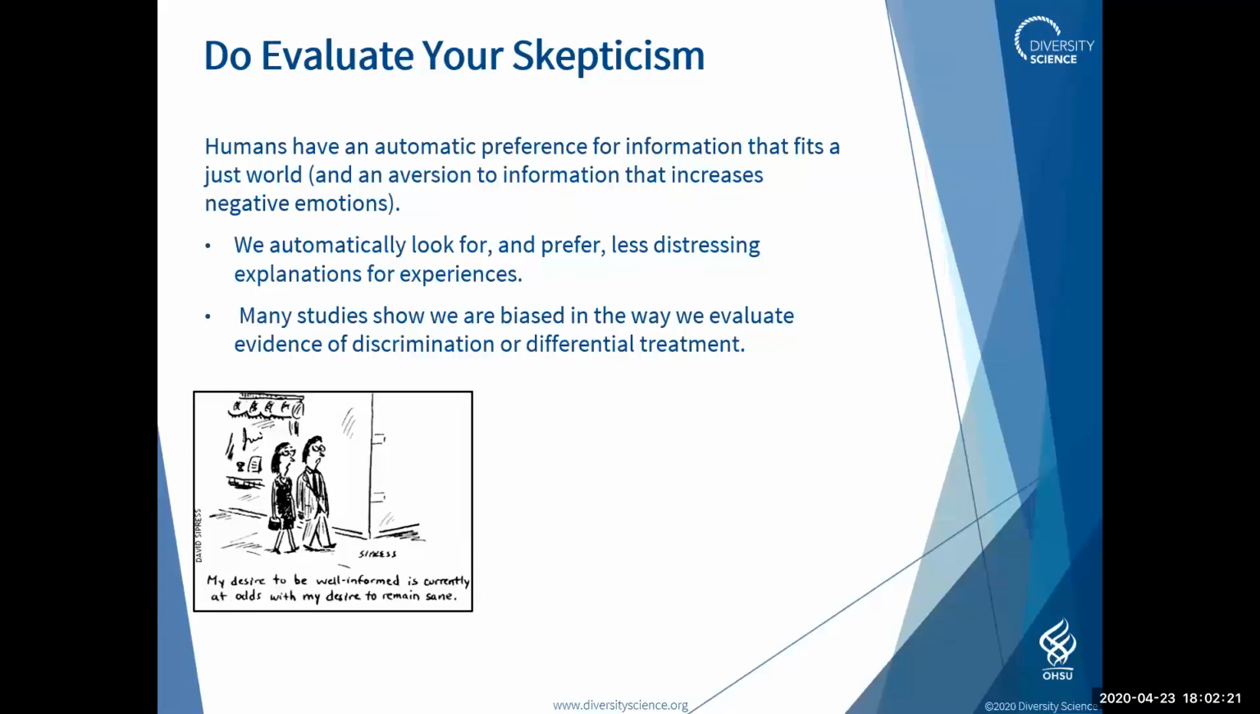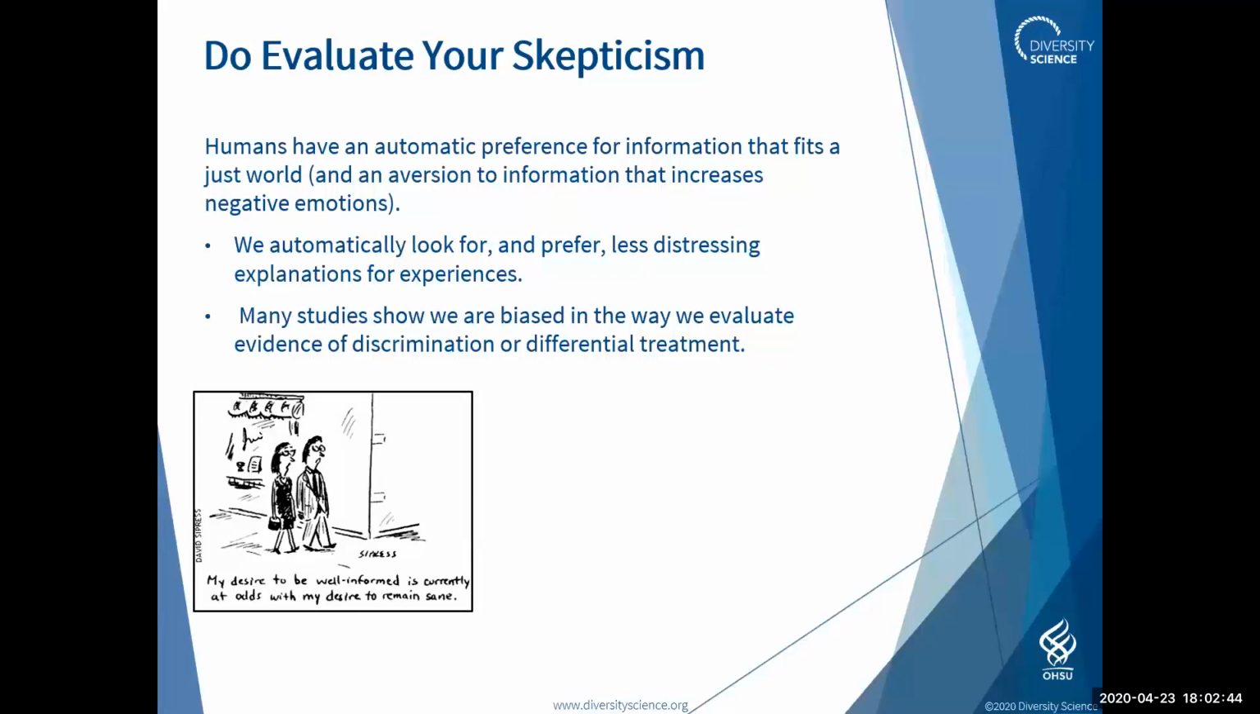So many studies have shown that we're biased in the way we evaluate evidence of discrimination or differential treatment. And this is whether there's an individual telling us about it or whether we're looking at thousands of studies documenting it. So the standard of rigor or evidence for studies of racism tends to be higher than for studies of things that we're much more comfortable with.